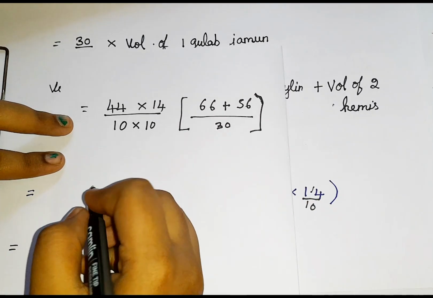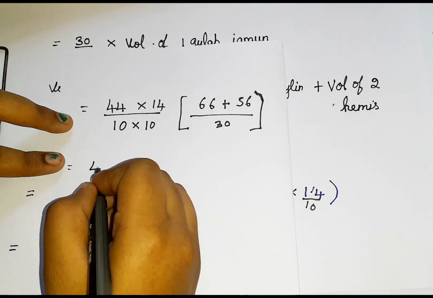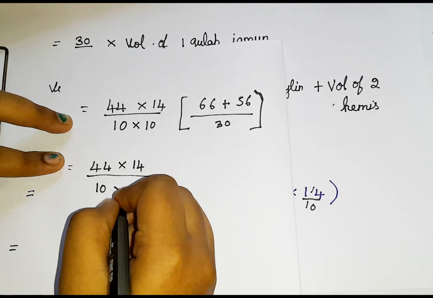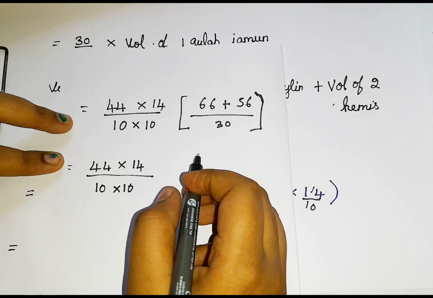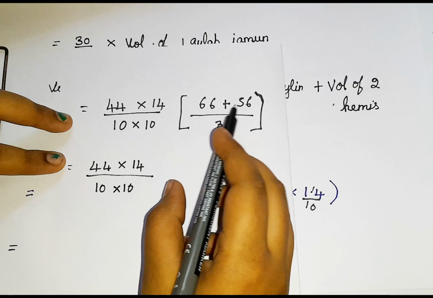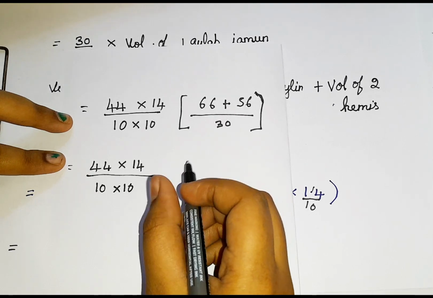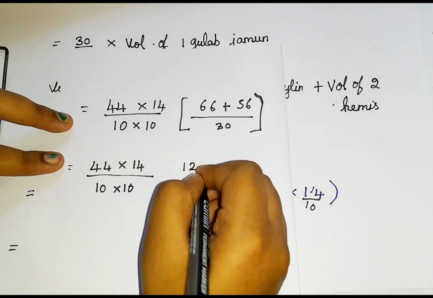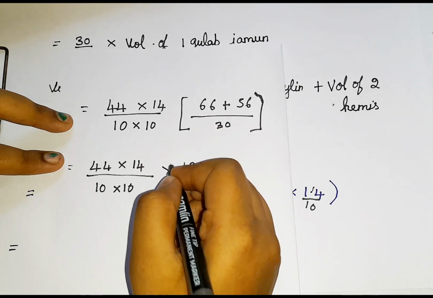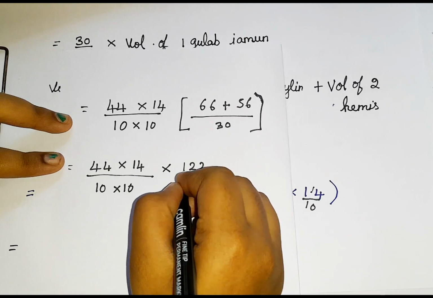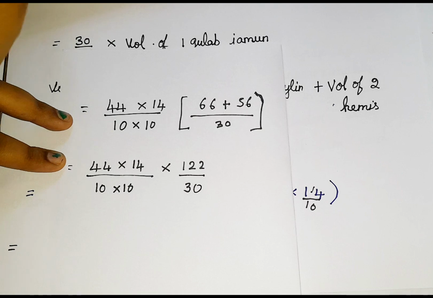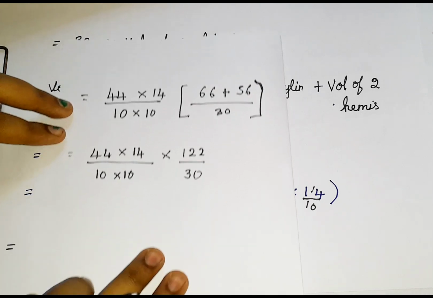Again, I am going to write this 44 into 14 as it is by 10 into 10. Now 66 plus 56 is 122. Since it is in bracket, we can actually write multiplication by 30. So now we can multiply them.